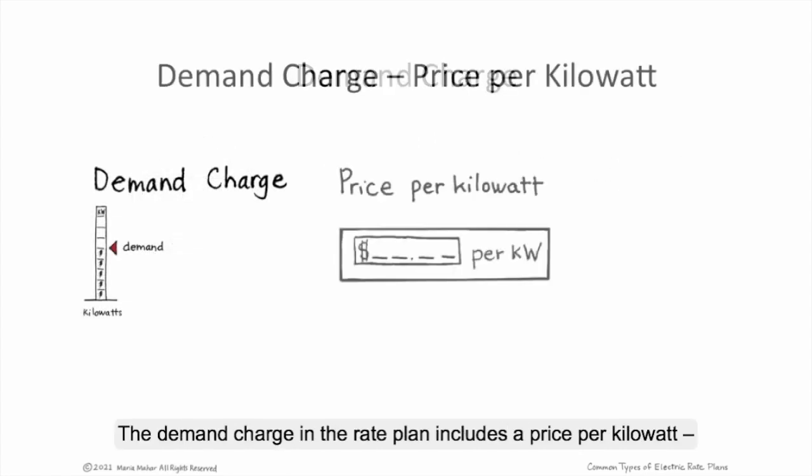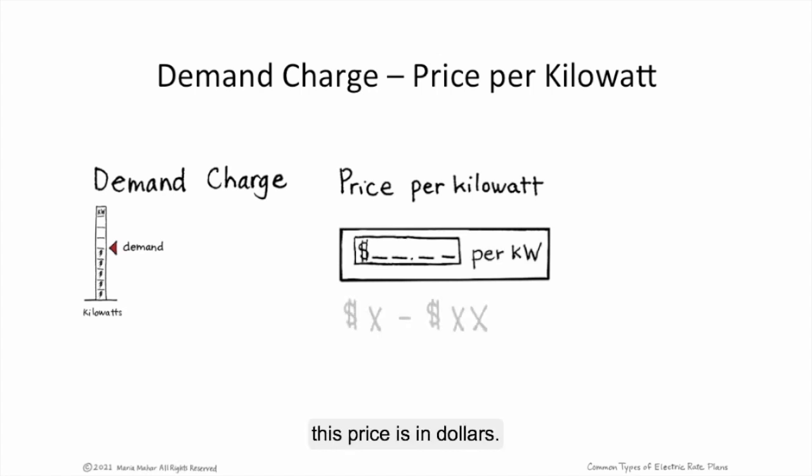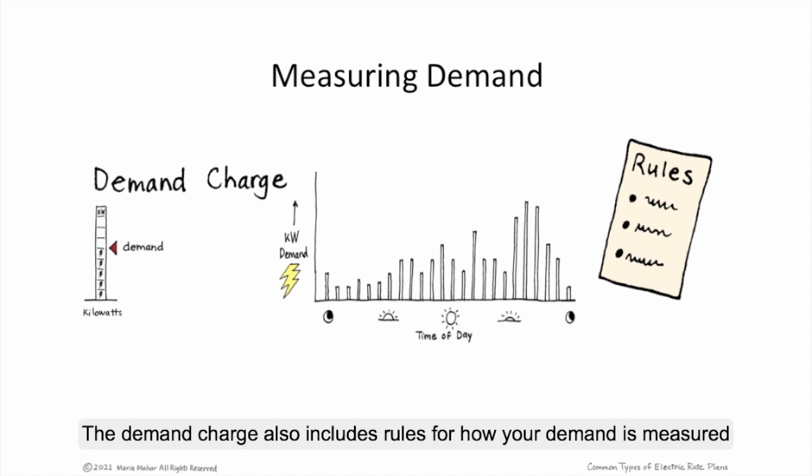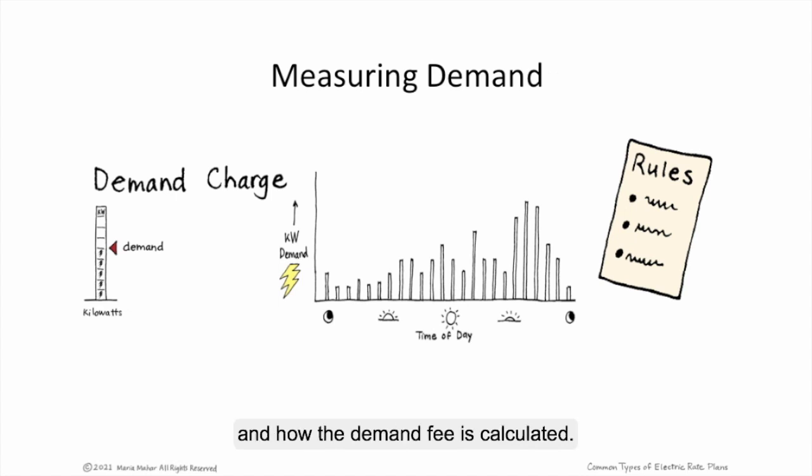The demand charge in the rate plan includes a price per kilowatt. This price is in dollars. The price is typically significantly higher than the price per kilowatt hour in the energy charge. The demand charge also includes rules for how your demand is measured and how the demand fee is calculated. Let's look first at how demand is typically measured.